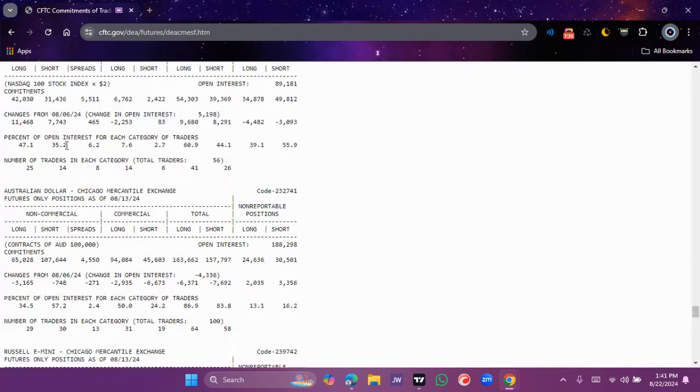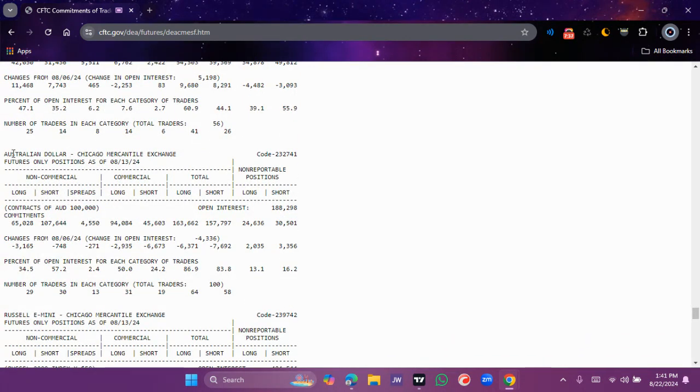So what is this? Australian dollar. Speak of the devil. As you can see, this is the Australian dollar, Chicago Mercantile. This has been updated, as you know, because it's a weekly thing. They want to update it each and every week of the year. So what I did with the long positions here, I go to commercials. I don't care about the non-commercials.